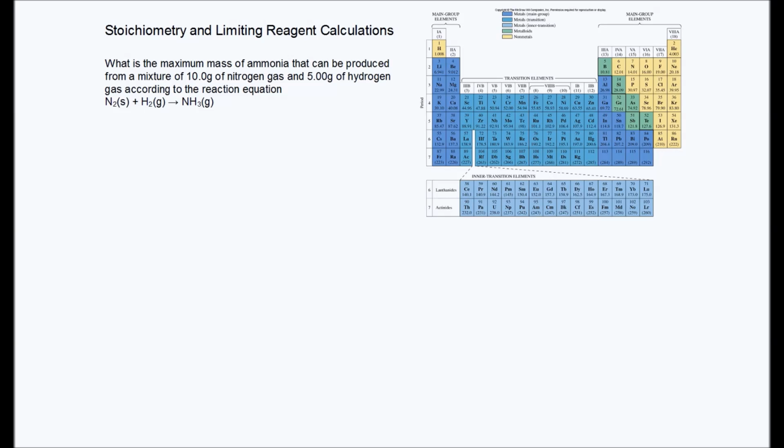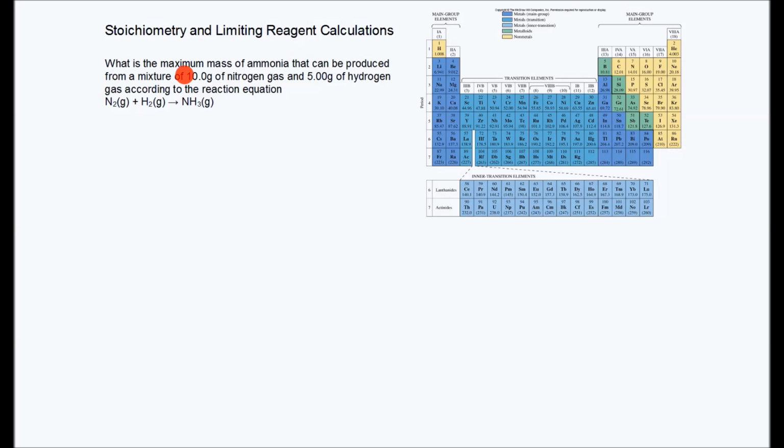Moving on to our next problem. What is the maximum mass of ammonia gas that can be produced from a mixture of 10 grams of nitrogen gas and 5 grams of hydrogen gas according to the reaction equation N2 gas plus H2 gas goes to NH3 gas?